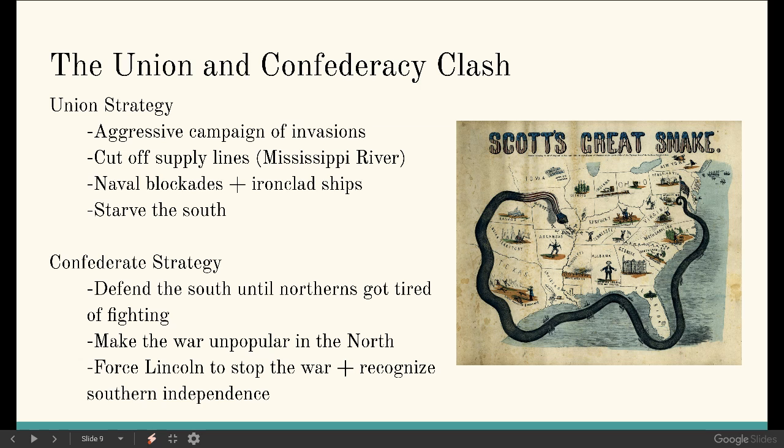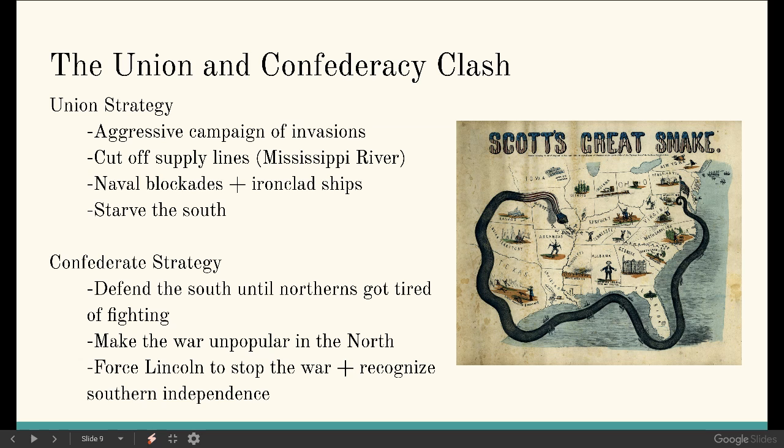So this is Winfield Scott's plan, the Anaconda Plan, it's sometimes called, beginning here in Washington, D.C., the snake cutting off the South from the Atlantic, the Gulf of Mexico here, and then all along here to the supply lines in Missouri. So, kind of choking off the South here is kind of the main strategy of the North, which will ultimately be successful.